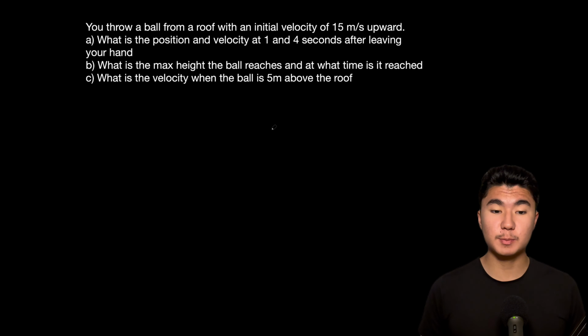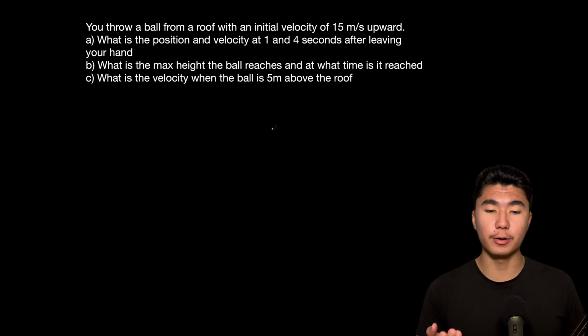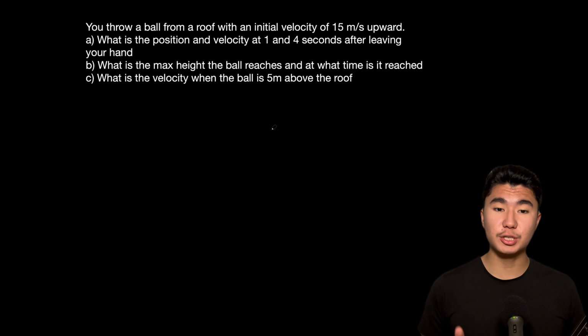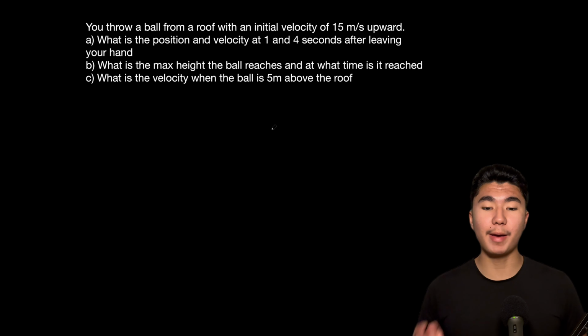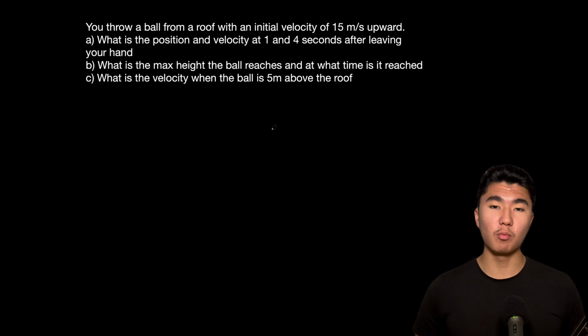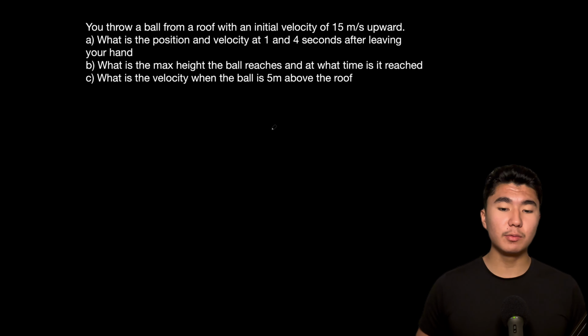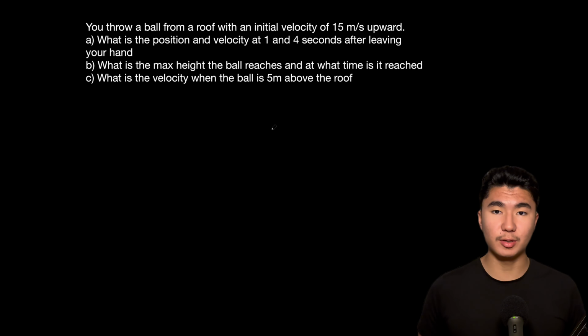Alright, so now let's look at this problem. So the problem states that you throw a ball from a roof with an initial velocity of 15 meters per second upward, and it asks, what is the position and velocity at 1 and 4 seconds after leaving your hand? What is the max height the ball reaches, and at what time does it reach this height? And what is the velocity when the ball is 5 meters above the roof?